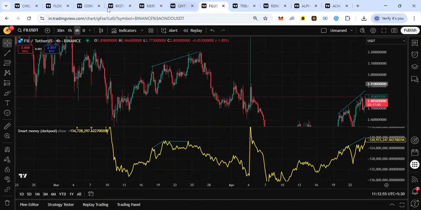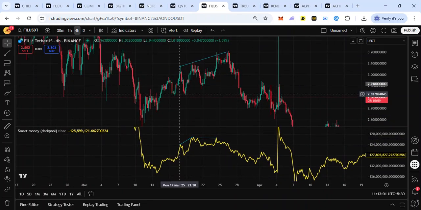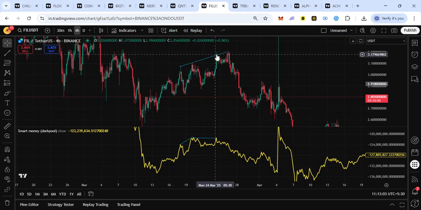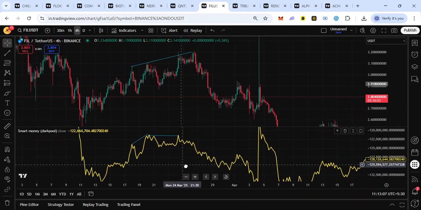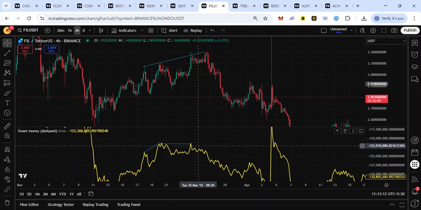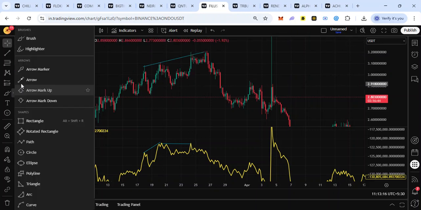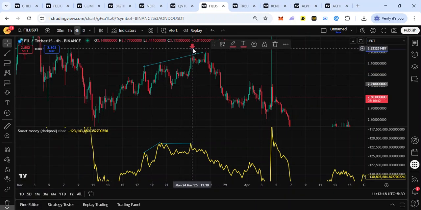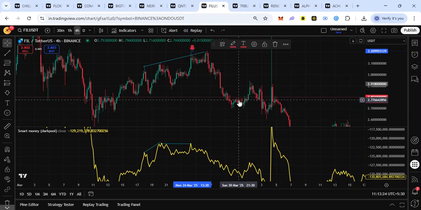We'll take another example. It's FIL USDT. Same thing has happened. The higher highs, the price has been pumping higher and higher. But here in the smart money chart, I see clearly they have not been interested in this move. So once you see this, all you have to do is just short the market from here and then come down all the way.